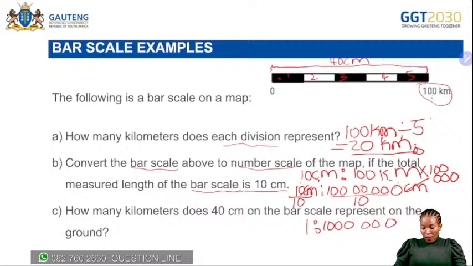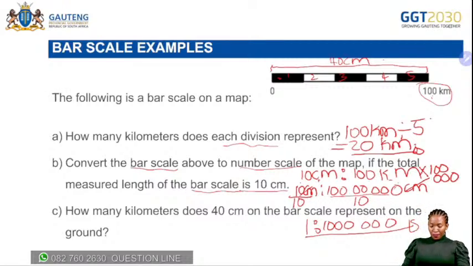So it means now our scale, this bar scale, when you convert it to a number scale, it's actually 1 is to a million. Guys, that's it. That is how you convert a bar scale to a number scale. It can be asked in the exam.